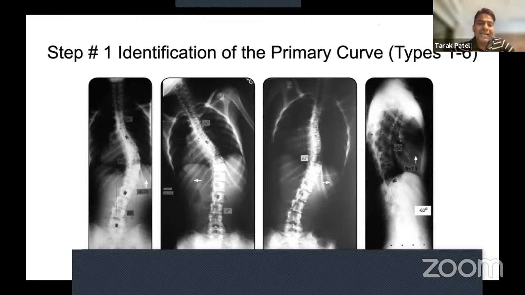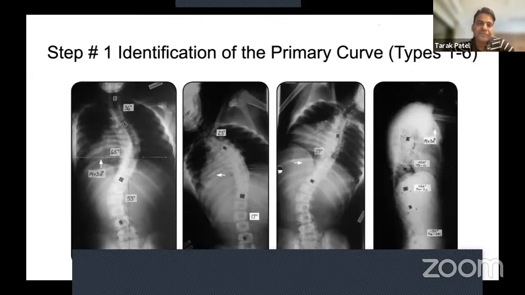Okay, so let's see an example. This is a case where we can see on the standing X-ray there is around a 51 degree curve, and when we see the bending X-rays, we can see that it is bending to more than 33. Even if it's flexible or even if it bends to less than 25 degrees, it has to be considered because that's the single largest curve. So the major curve here, this will be a type 1 curve, where only the main thoracic curve is structural and the other two curves are non-structural.